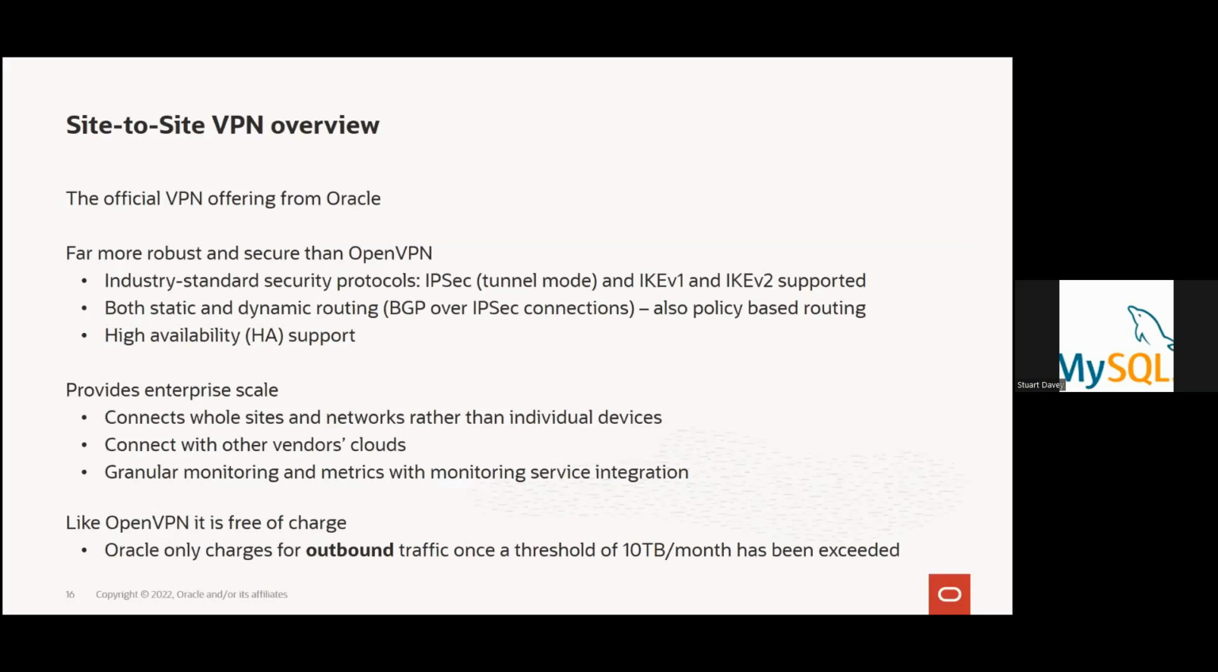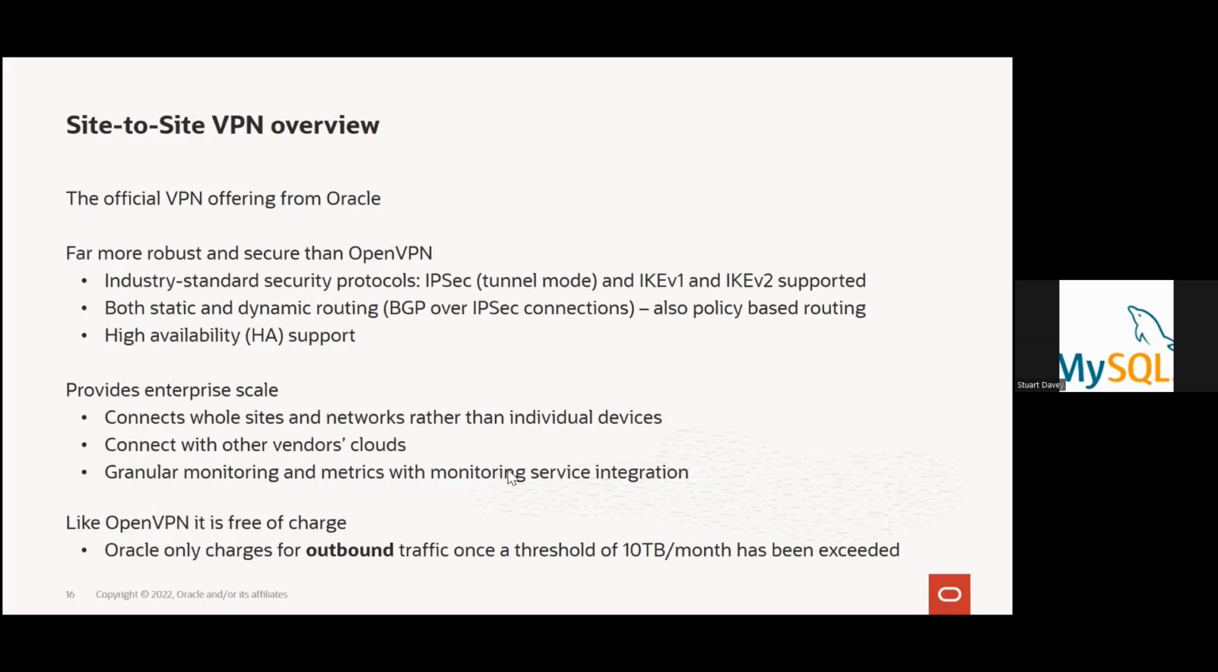As I say, it's proper enterprise scale. The nice thing about site-to-site VPN is it's free of charge, okay? Just like OpenVPN is free of charge. So all you need to do is install it and so on. And the other nice thing about Oracle is we have probably the cheapest data rates of any cloud.